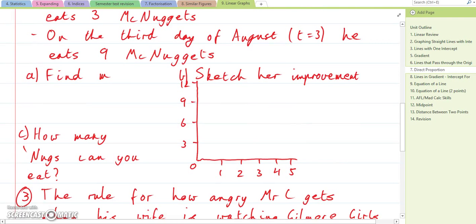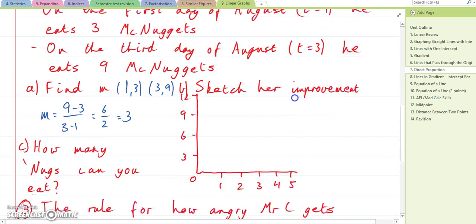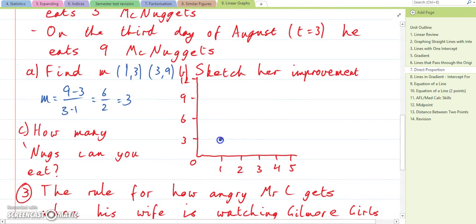Find m. So we've got our 2 points, which is (1, 3) and (3, 9). So using rise over run, 9 minus 3 over 3 minus 1, 6 over 2, which is 3. So that's our gradient. Sketch Reginald's improvement. So we're going from (1, 3) here to (3, 9) here. Of course, labeling those points.